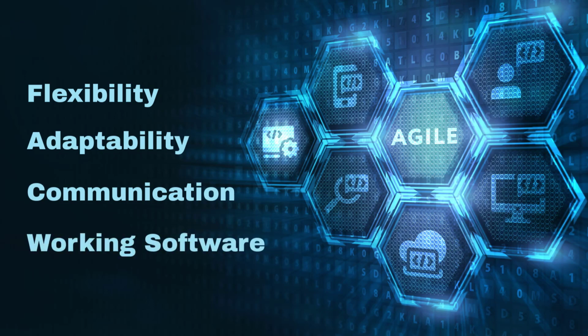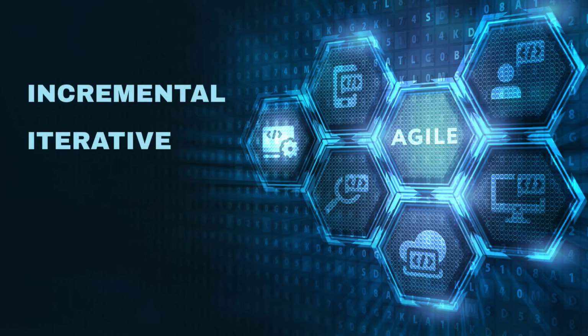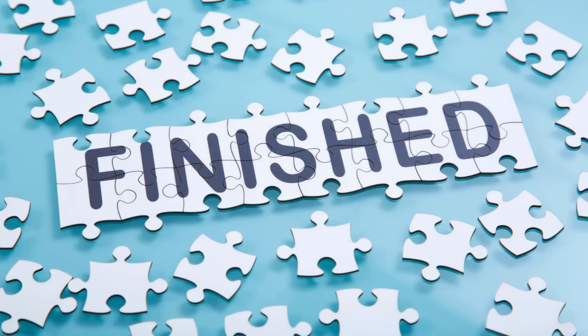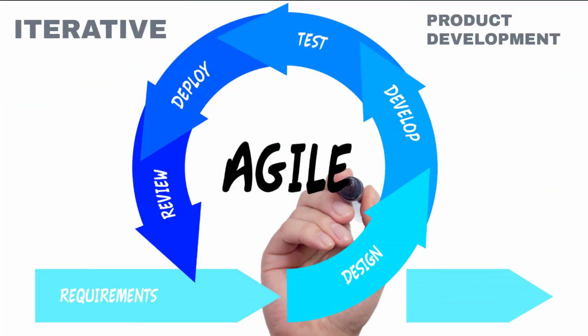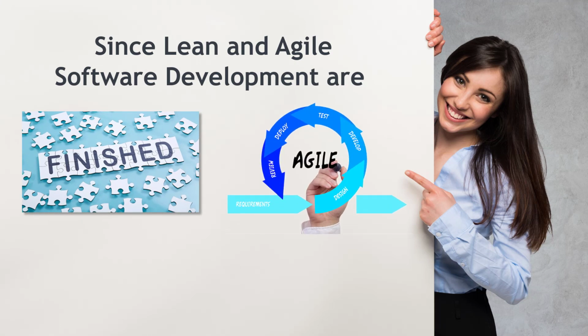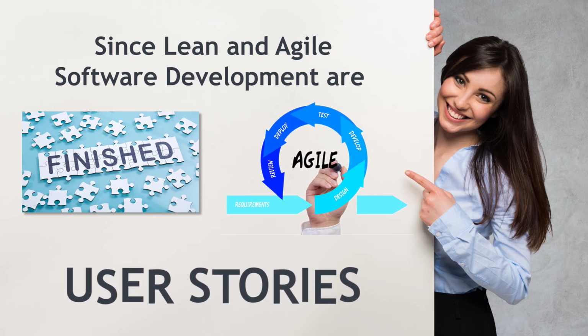Lean and Agile actually follow two very important concepts, incremental and iterative. So incremental product development means you're building something piece by piece, like creating a picture by finishing a jigsaw puzzle. Iterative product development means building something through successive refinements of the product. Since Lean and Agile software development are incremental and iterative, user stories should also be incremental and iterative.